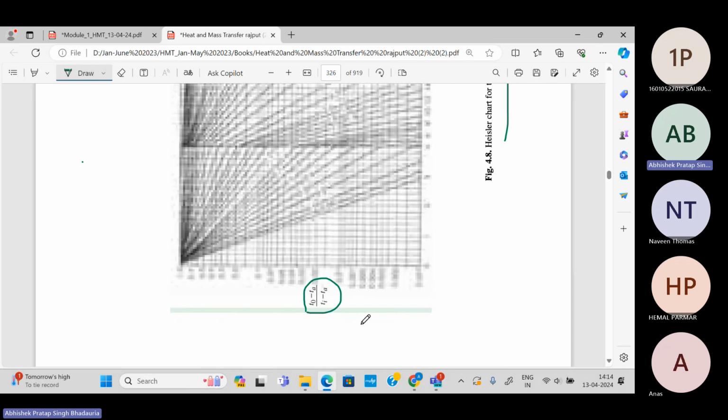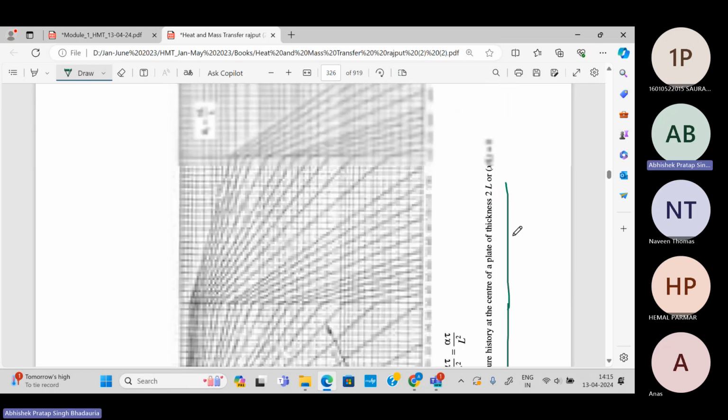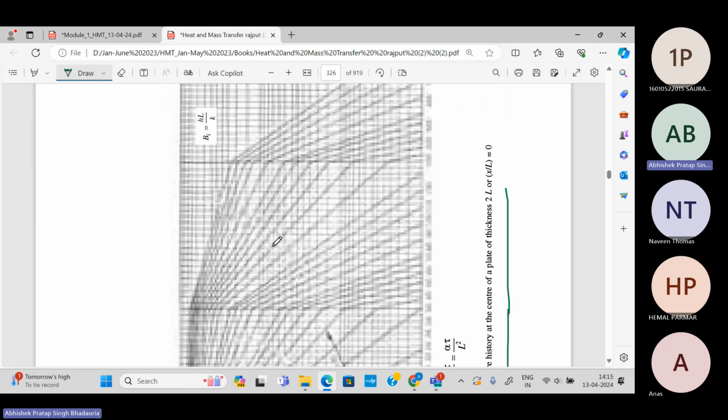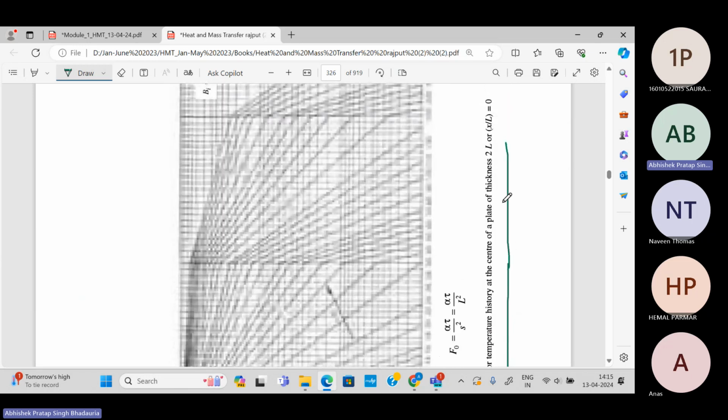In this way we can find the temperature at locations other than the mid plane. Fine. So here our problem is based on a plate, sorry, not a cylinder. So we will use the Heisler chart for the plate.